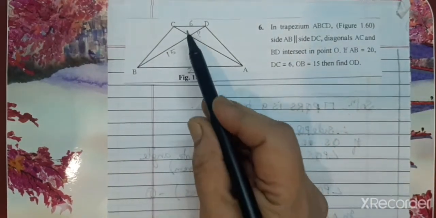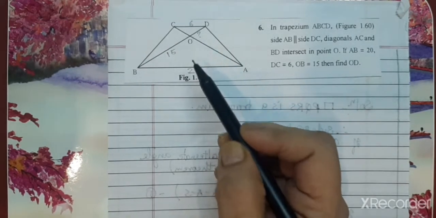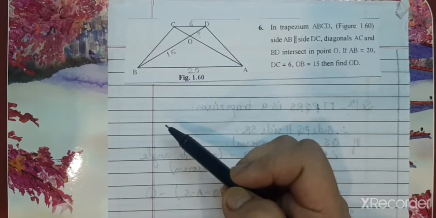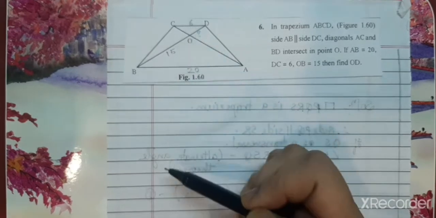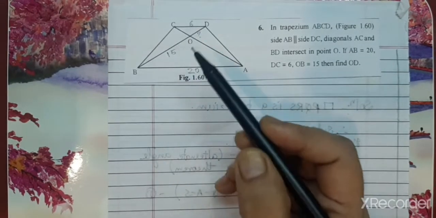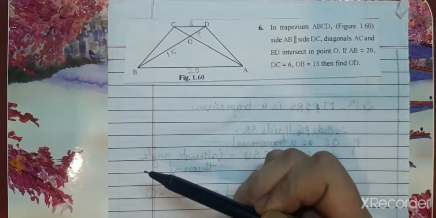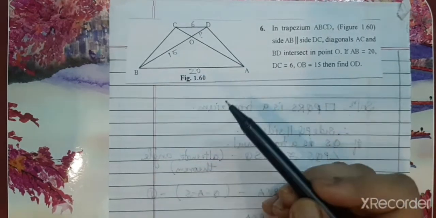Now, if they are the sides of the triangles, if we prove that the sides are in proportion, we can find the side OD. When can we write that the sides are in proportion? Only when the triangles are similar. So we will see how we can prove that triangle COD and triangle AOB are similar. We have to prove them similar by some test.